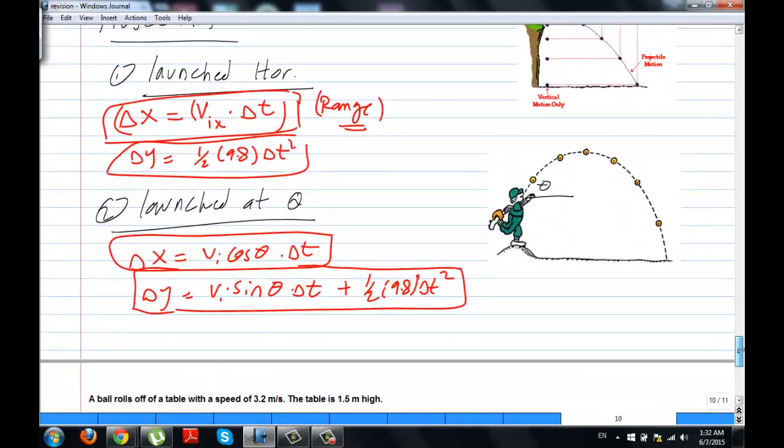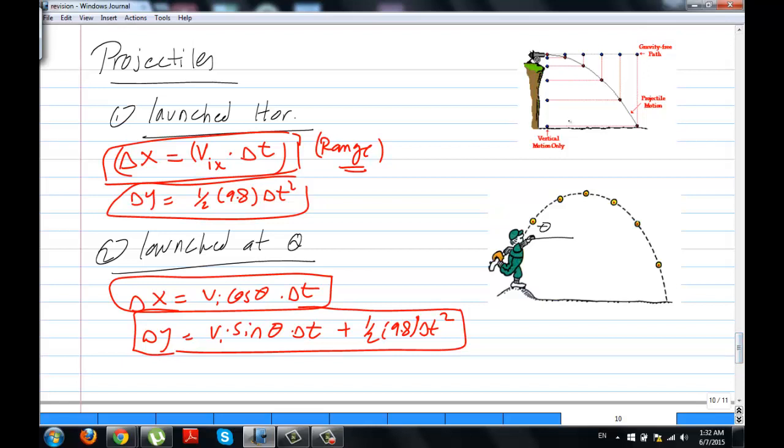The final part of the kinematics is the projectile, and a projectile could be launched horizontally or launched at an angle. A projectile that is launched horizontally, like a cannon, a horizontal cannon like that, and then the ball is going to have a projectile path that looks like that. Or if you have an object like a ball falling from a desk, it is also following a projectile that is launched horizontally.